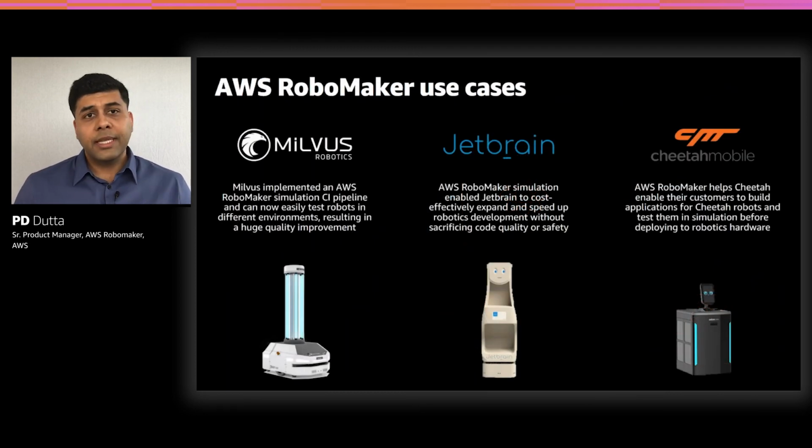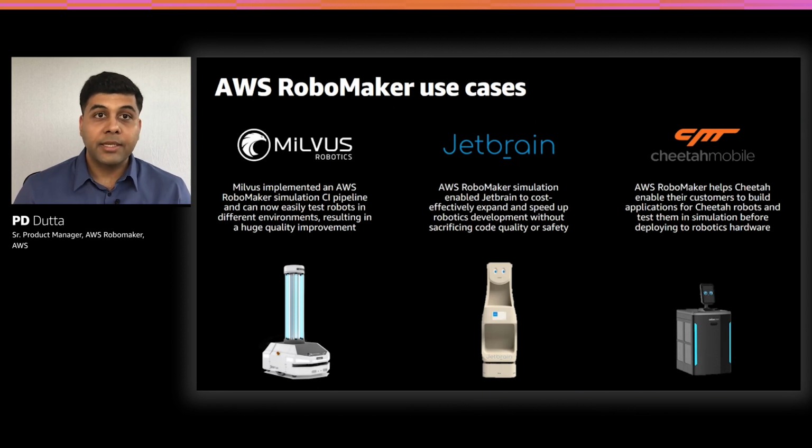Now, before I close, let's take a look at a few more use cases where customers are using AWS RoboMaker Simulation. Milvus Robotics implemented a CI pipeline using RoboMaker and can now easily test robots in different environments, resulting in huge quality improvement.